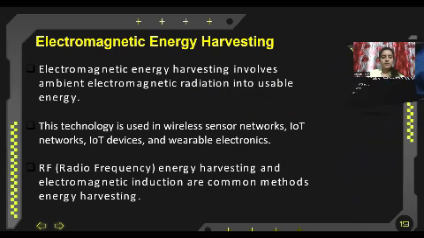Electromagnetic energy harvesting. Electromagnetic energy harvesting involves converting ambient electromagnetic radiation into usable energy. This technology is used in wireless sensor networks, IoT networks, IoT devices, and also wearable electronics. RF, which is radio frequency energy harvesting, and electromagnetic induction are the common methods used in electromagnetic energy harvesting.